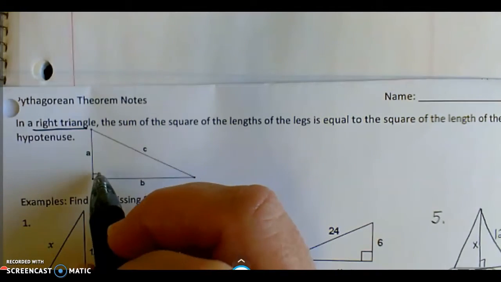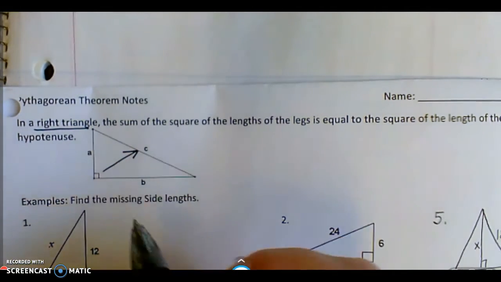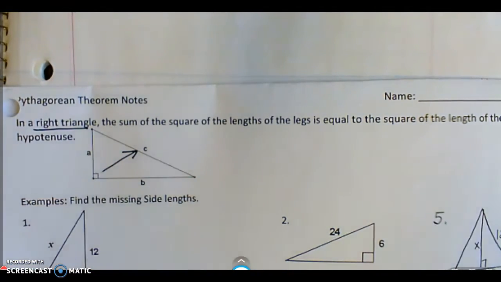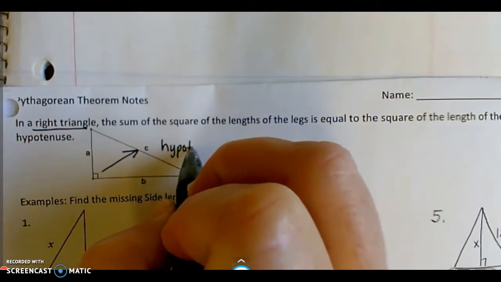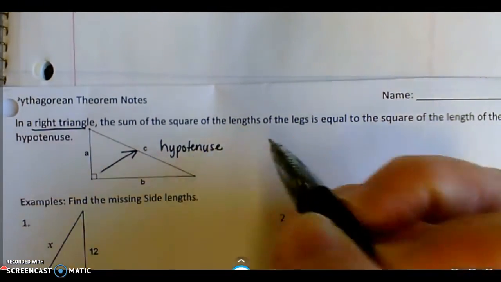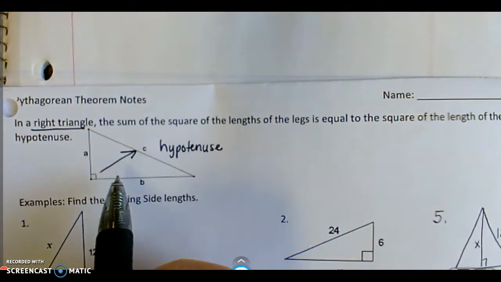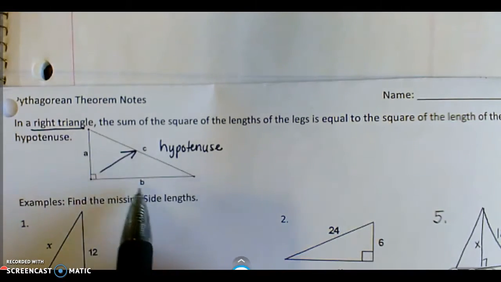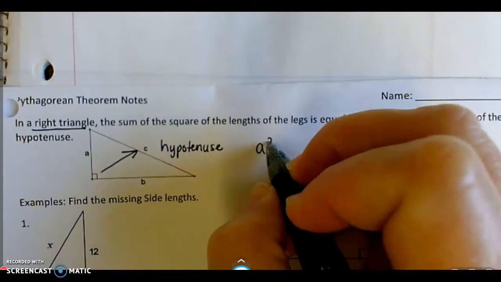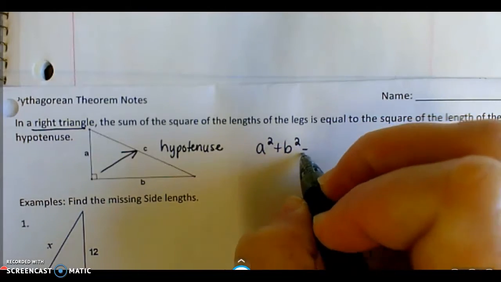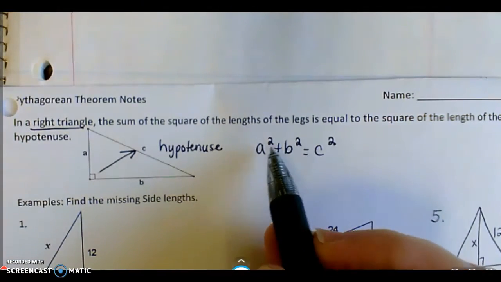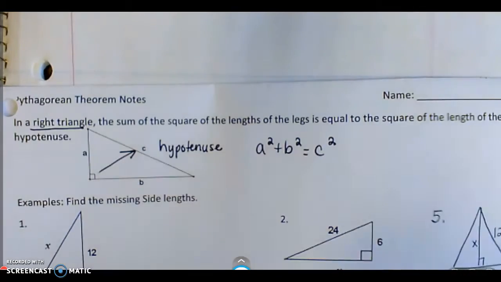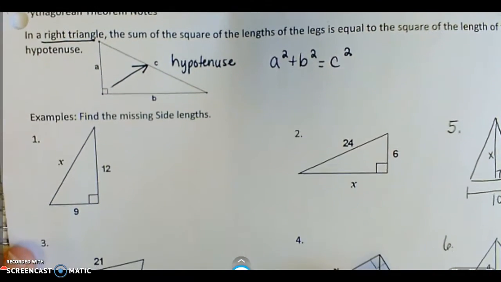Alright, the hypotenuse is the side across from the 90 degrees. You'll see your little box, or it'll say 90. That's the hypotenuse. So C is the hypotenuse. Alright, and the legs are the other two sides. So the rule is that A squared plus B squared equals C squared. It doesn't matter where you put A and B as long as you have C at the right place.